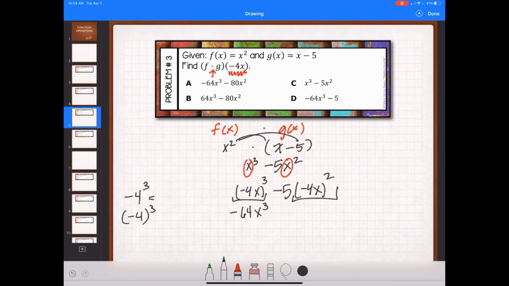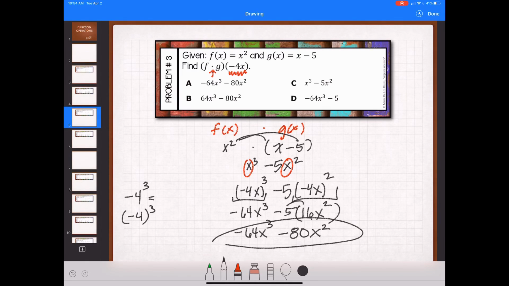Here, based on order of operations, we need to do that part first. So negative 4 squared, that's going to give you positive 16, and then x squared. This still needs to be multiplied by the negative 5. I'm going to go ahead and drop down this negative 64 x cubed right here. I'm going to distribute. Negative 5 times 16 is negative 80, and then I recopy the x squared. So this is my simplified answer. Negative 64 x cubed minus 80 x squared.